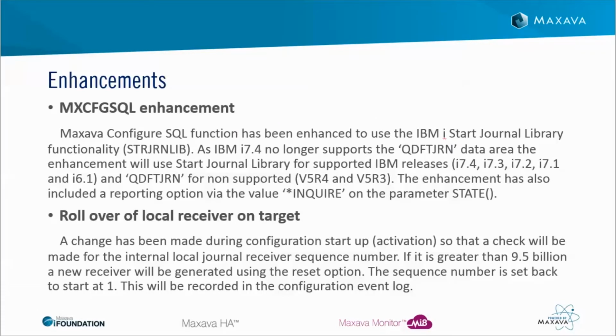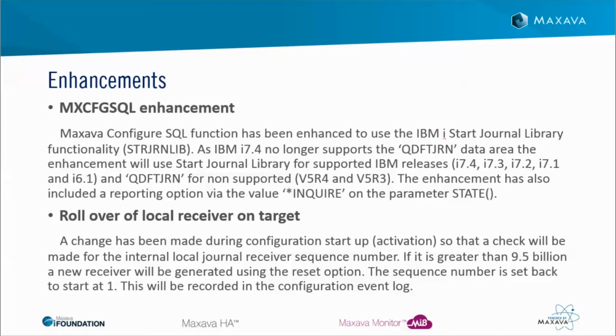In this latest enhancement, the MX Configure SQL command has now been enhanced to support the I74 level of using the Start Journal library mechanism to identify journaling of automatic files. In I74, IBM stops supporting the QDefault journal data area methodology, and the latest enhancements have now incorporated the Start Journal library functionality when the MX Configure SQL command is run.